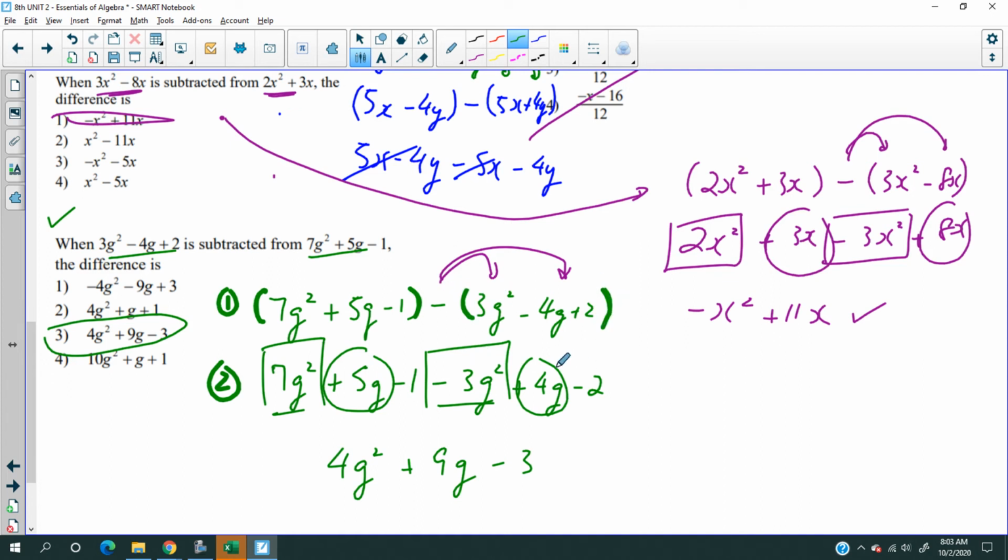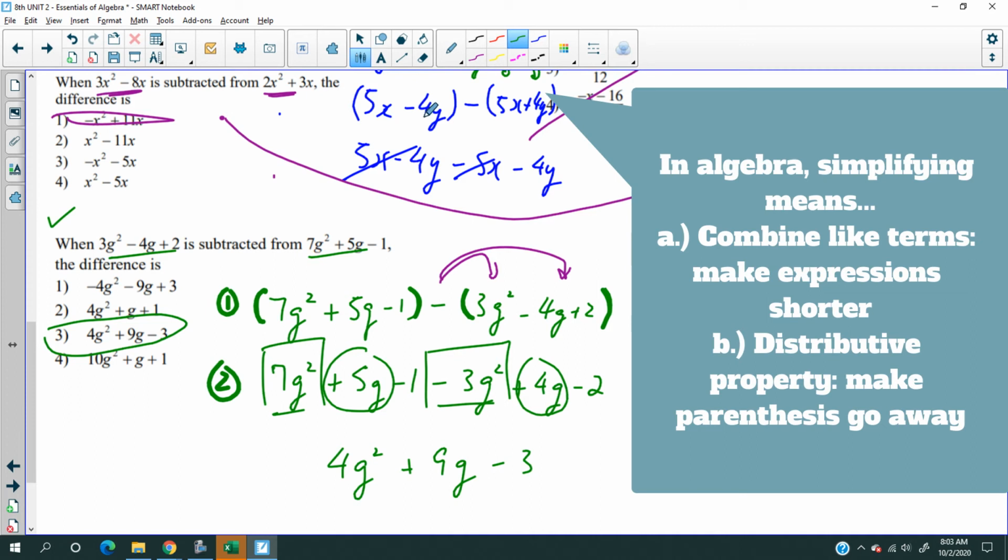Now, let me ask you a follow-up question. When you are simplifying by combining like terms, what are you getting rid of? Yeah, terms. You're making the expression shorter. Okay, so with combining like terms, when you're simplifying, you're making the expression shorter. With the distributive property, when you're simplifying, you're getting rid of the parentheses. Okay, that's what that is.